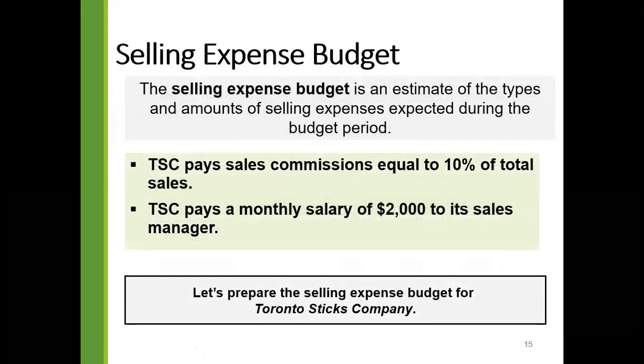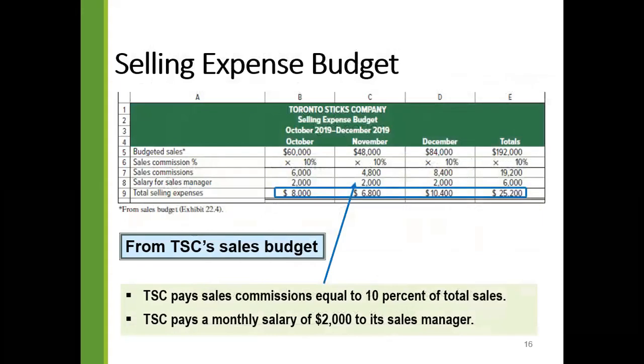Selling expense budget. I mentioned earlier that, generally speaking, the selling expense budget is made up of not only sales salaries, like sales manager salaries or salespeople salaries, but also usually a variable sales commission portion. So that's what we're looking at in this example. It says TSC pays sales commissions equal to 10% of total sales. TSC pays a monthly salary of $2,000 to its sales manager. And so we see that selling expense budget here.